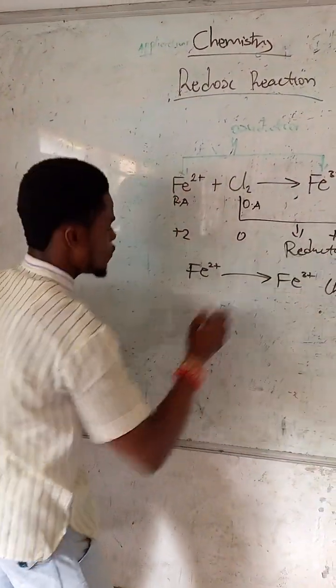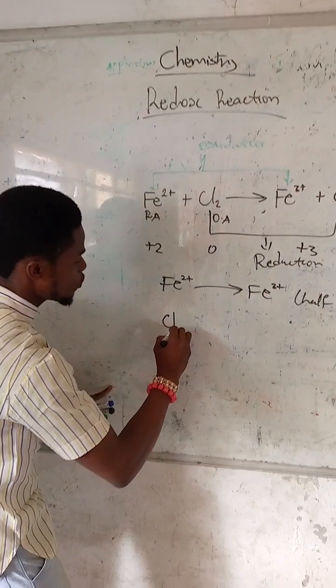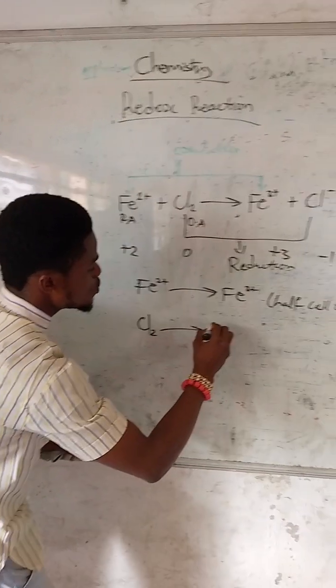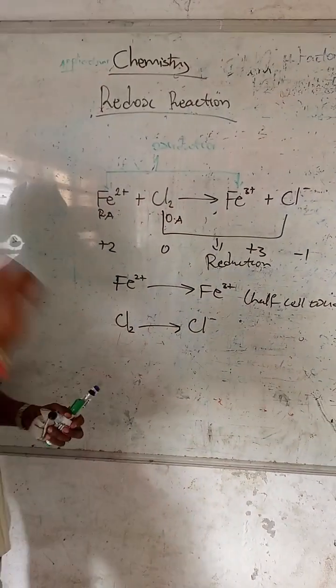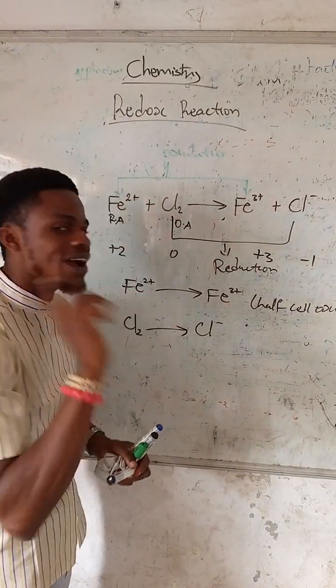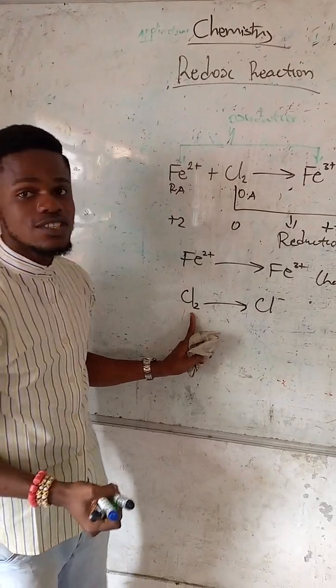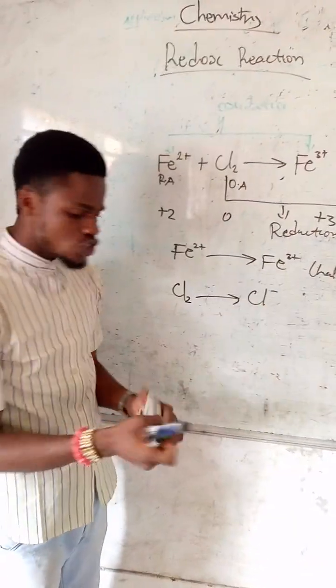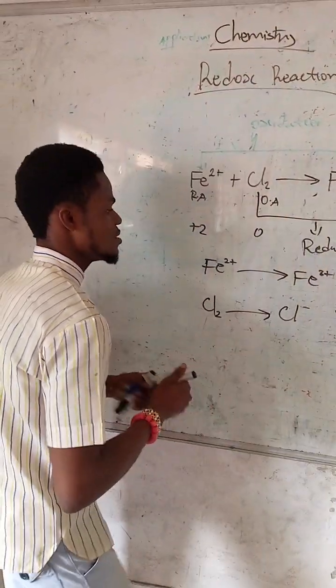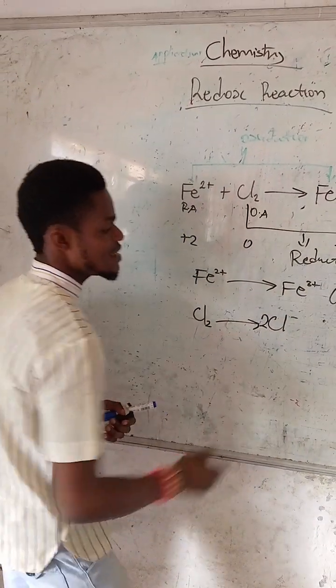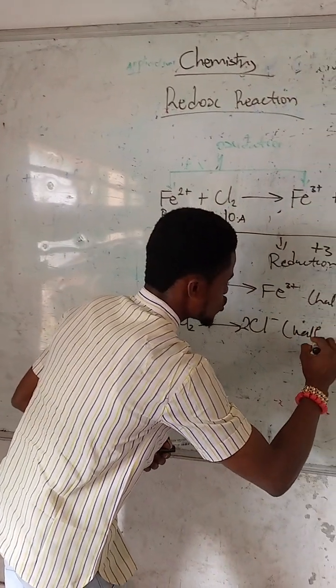So from here to here gives us half cell reduction. We have chlorine now reduces to chloride ion. Rule number 3, remember, balance the atoms so as to conform to the law of conservation of mass. This is a chlorine molecule, this is 2, and this is chloride, this is 1. So it's not balanced. To balance this, we add 2 here, so it's balanced. I can call this half cell reduction.